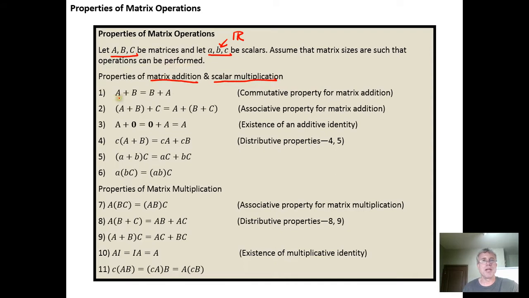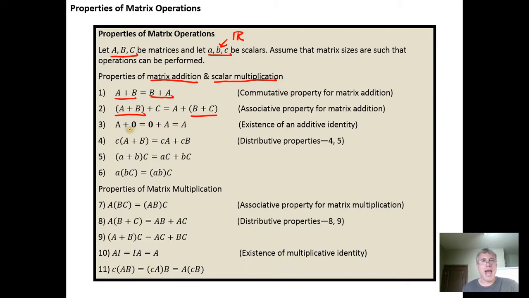So we see that matrix addition is commutative. The order in which we add two matrices doesn't matter. Matrix addition is associative. So if we have the sum of three matrices, we can add the first two matrices first and then the third, or add the second and third matrices first and then add on the first.